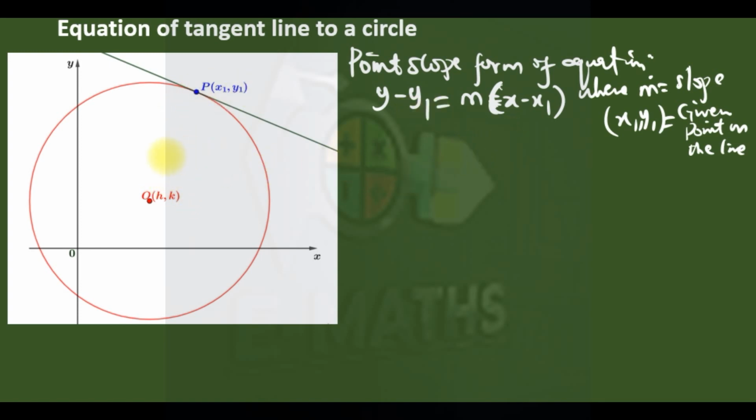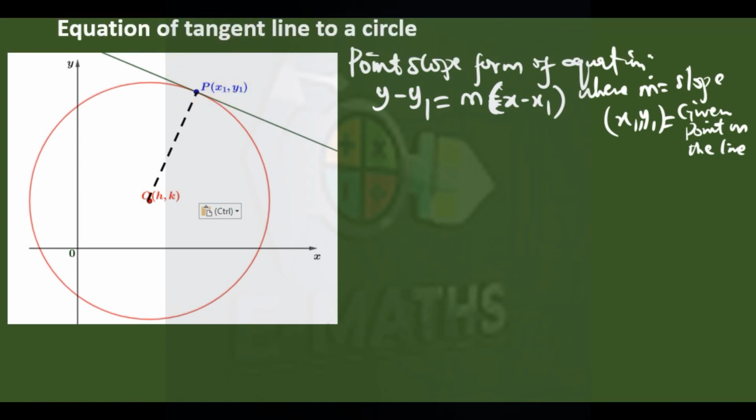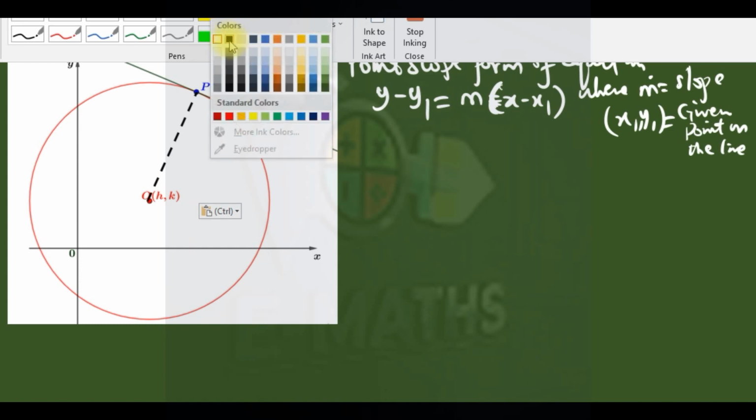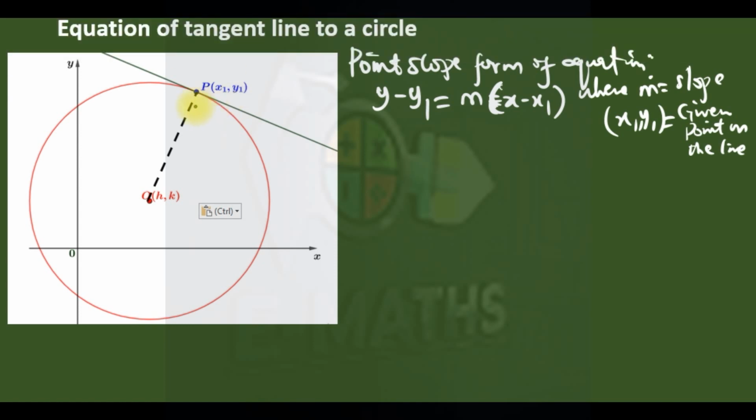As you can see, we are given this circle and the center is given as (h, k). If you join OP, we have the radius of the circle, and we know that the radius of the circle is always perpendicular to the tangent line. So the radius is always perpendicular to the tangent line. This is 90 degrees.